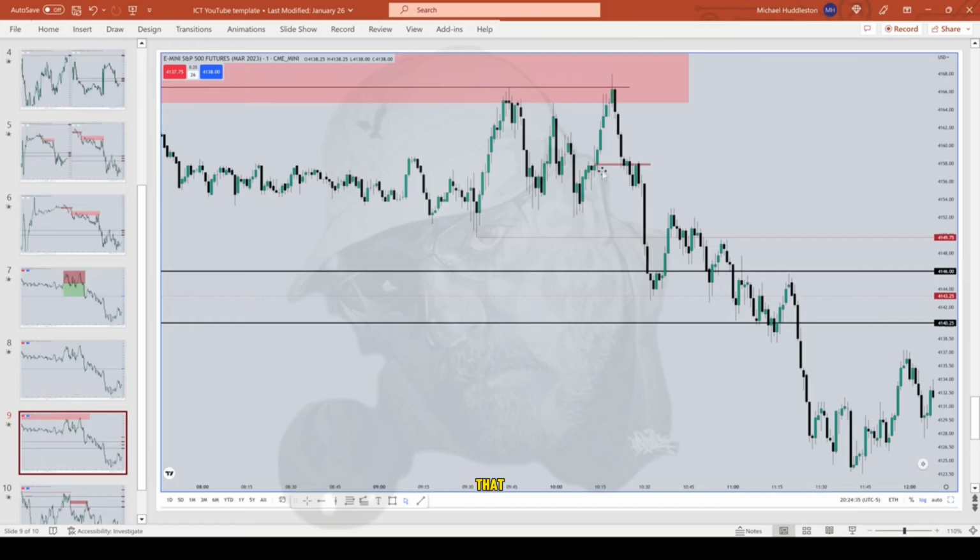This return back into that volume imbalance right there. That's it. That's the last bus stop. And then we're out of here. Elvis left the building. And here we have it, delivering right where I said it was going to go.